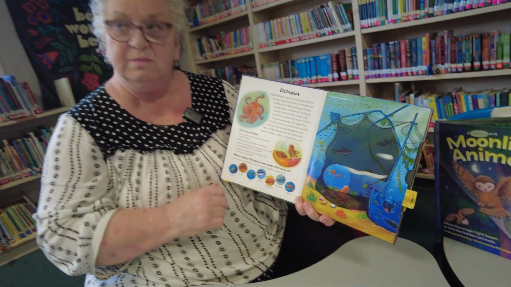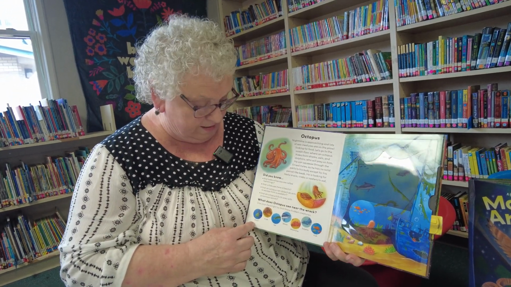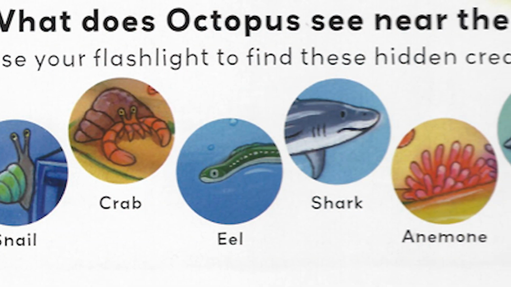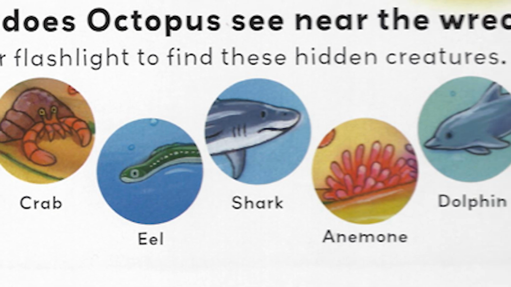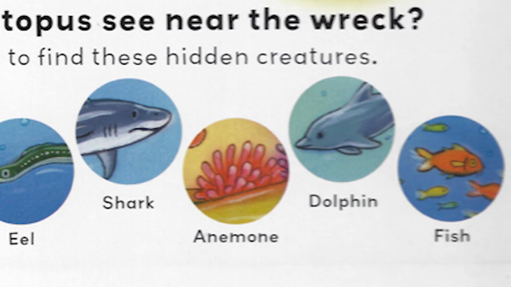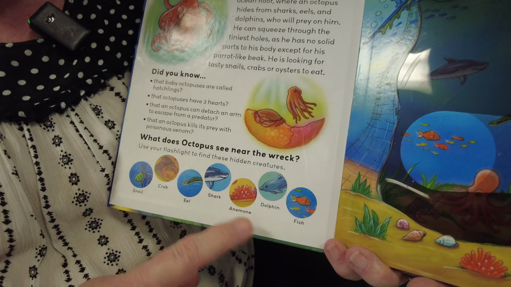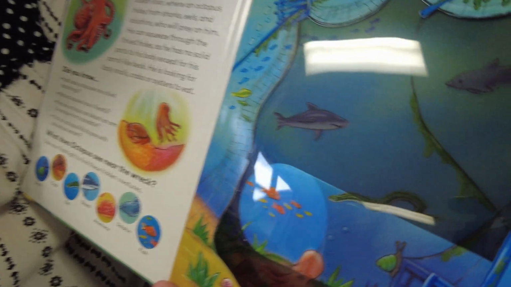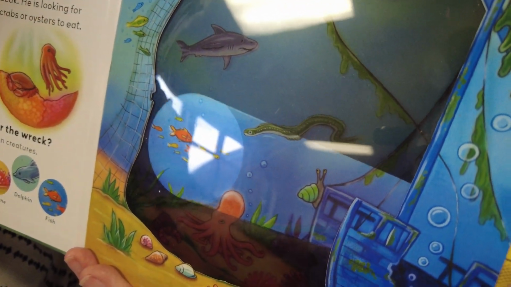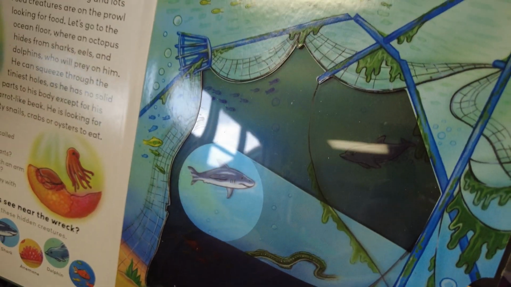Then on the very bottom of each page, it's going to have some things for you to find, like a snail, like a crab, an eel, a shark, anemone, dolphin, and fish. I don't think we found the anemone, so let's go searching. Let's go above the fish. Here we go, moving this up, remembering we're going above.